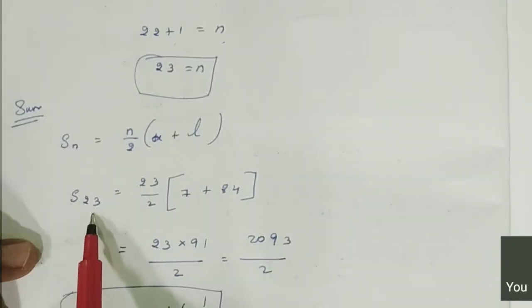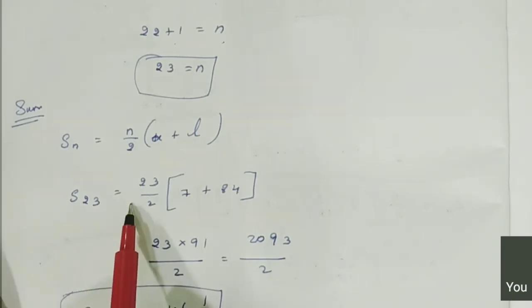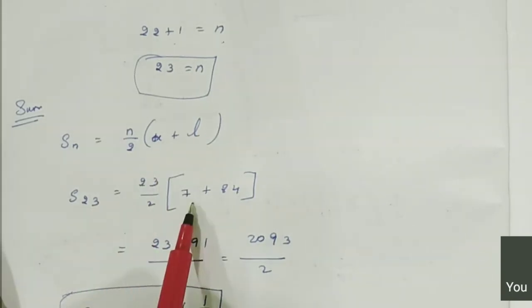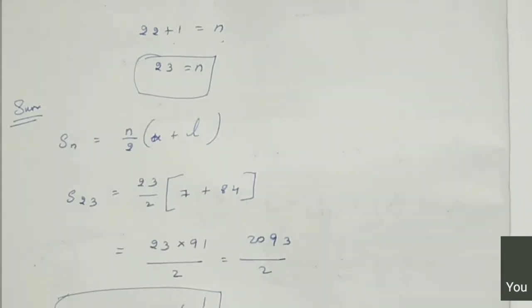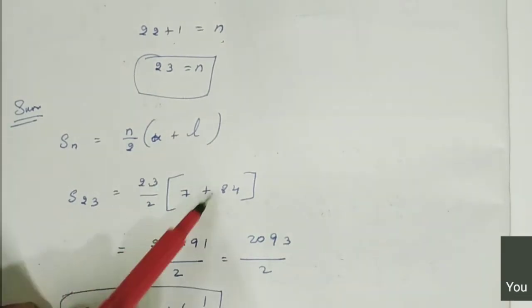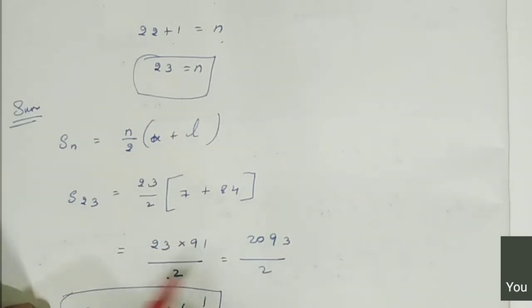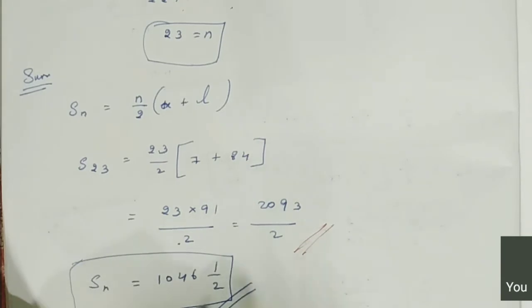So S23, n value is 23. So S23 is equal to 23 by 2 into (a value 7, last term 84). Now you can add 7 plus 84, it became 91. So 23 into 91 divided by 2. Now you can multiply 23 into 91. It became 2093 divided by 2. Clear? So that is the answer. If you want to divide and make it an improper fraction, you can make it.